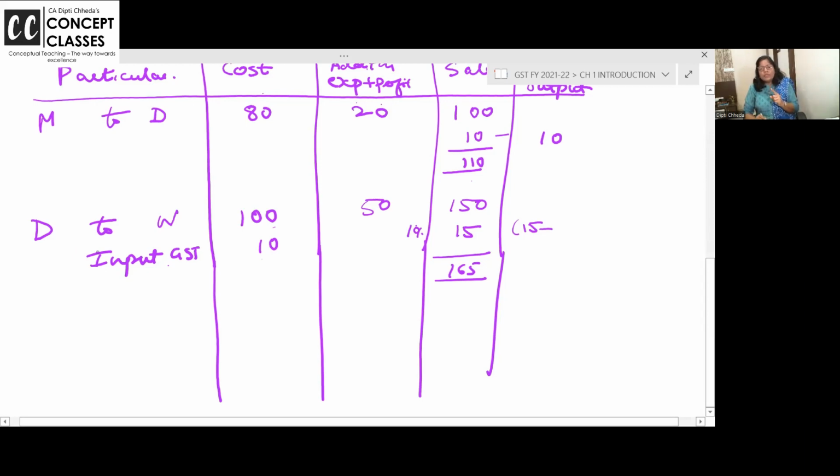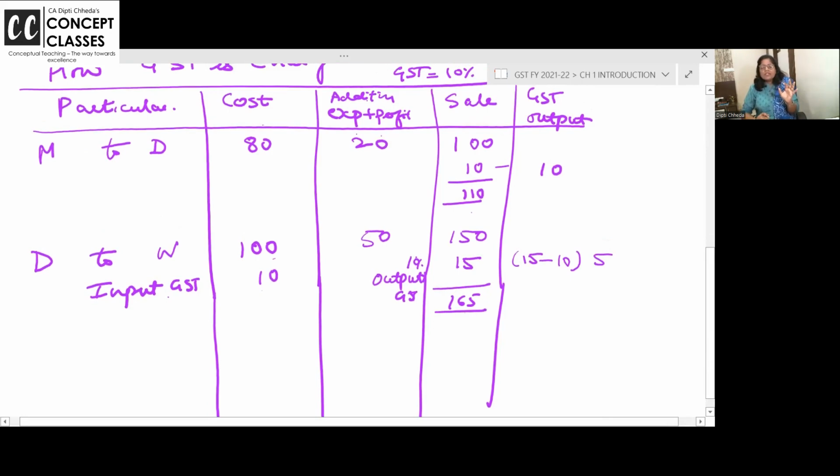Distributor to the wholesaler. He's saying, I am selling it in 165. 15 is my output GST. Input GST, this is output GST. Minus 10 rupees I have already paid, but the 10 rupees the distributor didn't pay to government, distributor paid to manufacturer. That's why indirect tax. And how much he will pay to government? 5 rupees.